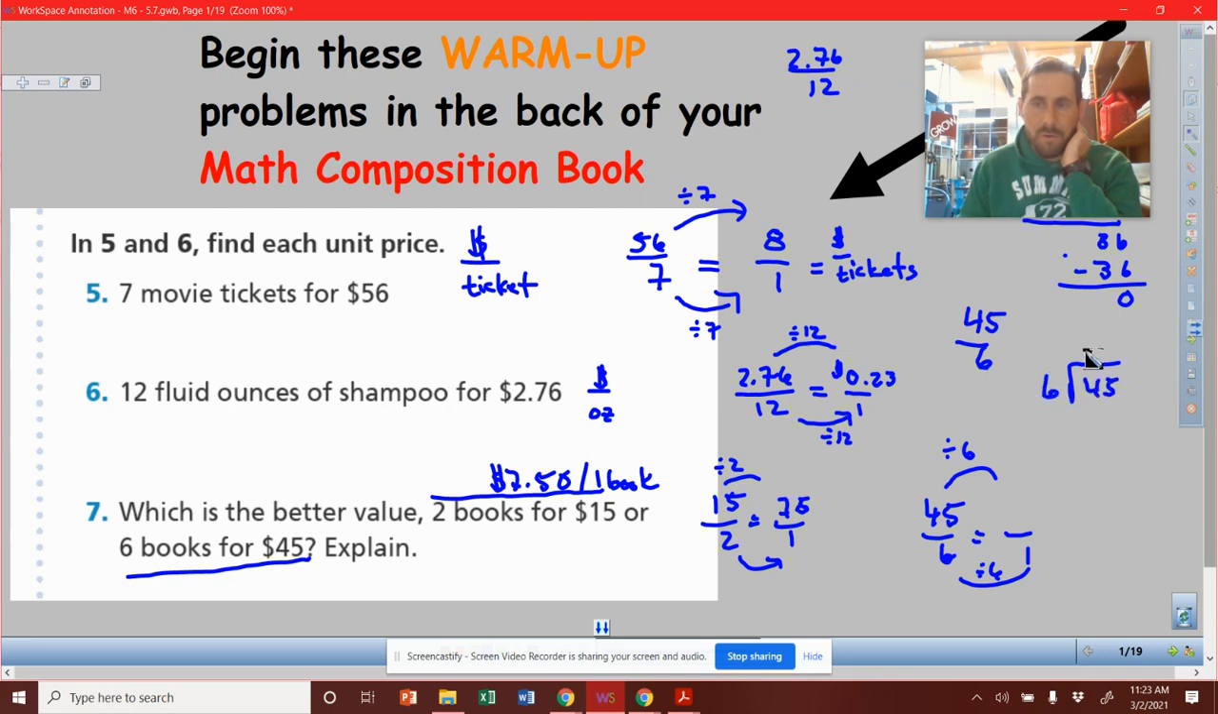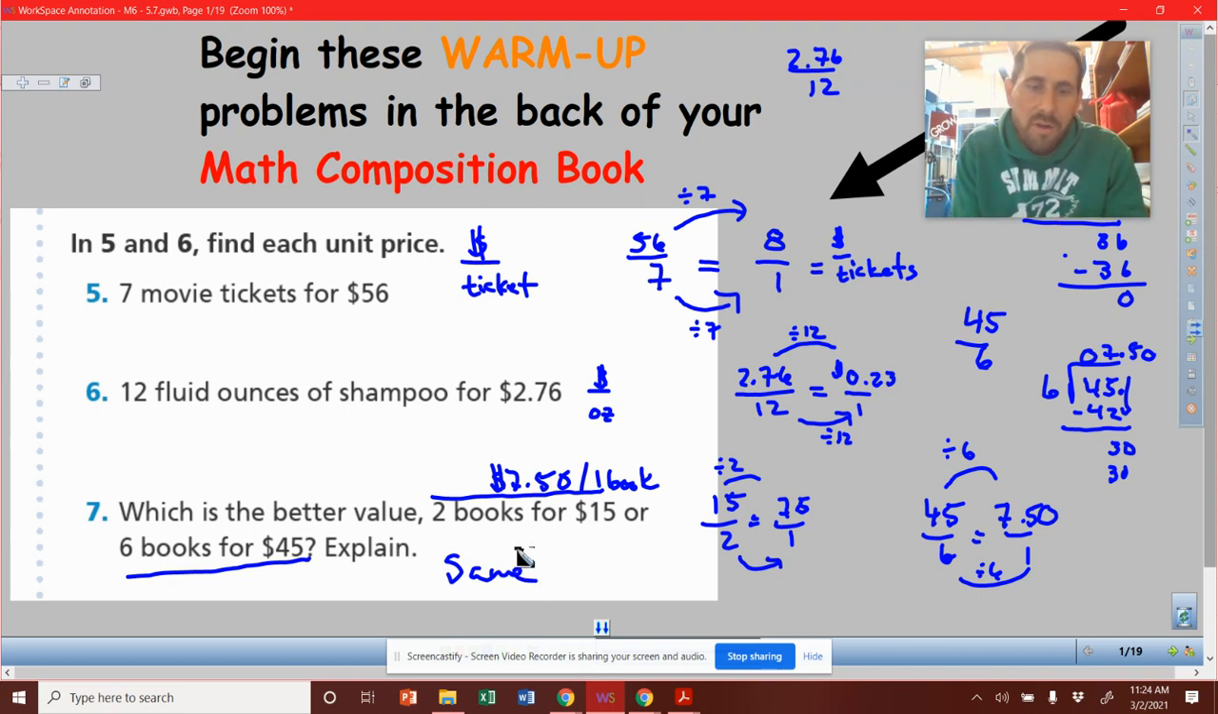How many 6s go into 4? 0. How many 6s go into 45? We're going to get, I believe, 7. 6 times 7 is 42. Minus that out, we're going to get 3. So we're going to put a decimal in. We're going to bring a 0 down. 6 goes into 30 5 times. 6 times 5 is 30. So this one is 7.5 or $7.50 as well. So which one's a better deal? They're the same. They're both $7.50 for every book that you buy.